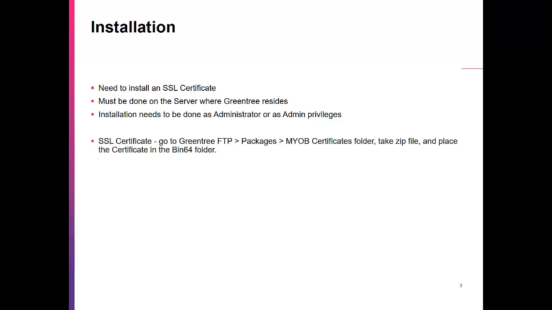To get this SSL certificate, go to the Greentree FTP packages folder. There's an MYOB certificates folder. Take the zip file that's sitting in there, take it out, unzip it. You'll see a certificate in there. Place that certificate in the bin64 folder on your server. I'll show you what all that means just in a second, but it's pretty straightforward.